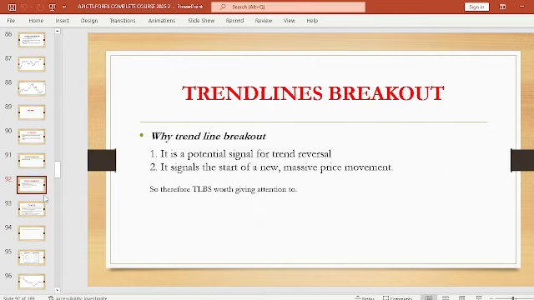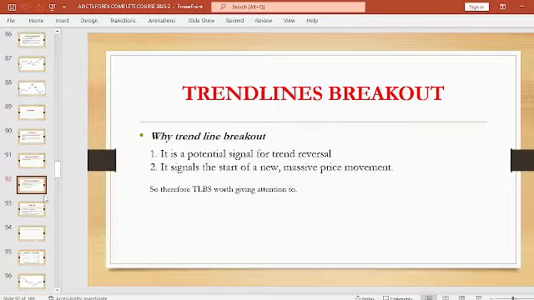When you see a trendline breaking out, in most cases the trend is reversing. The trend is making a U-turn. If it's a bullish trend and the trend line is broken, it's most likely a bearish trend is about to begin. And then we said it signals the start of a new massive price movement. Because if the market is bullish and an upward trend line is broken, it means in most cases that sellers have come to the market, and then most likely they will push the price downwards.